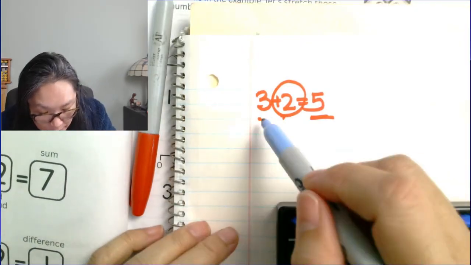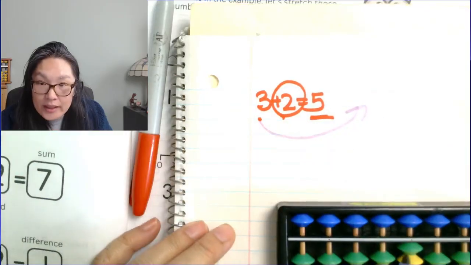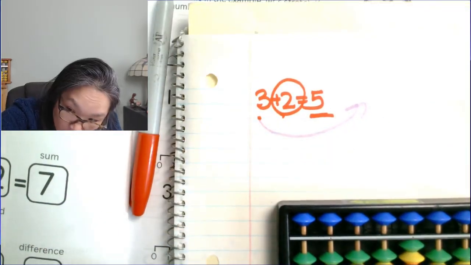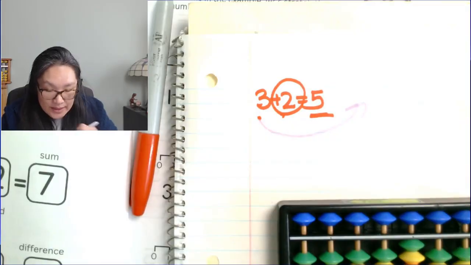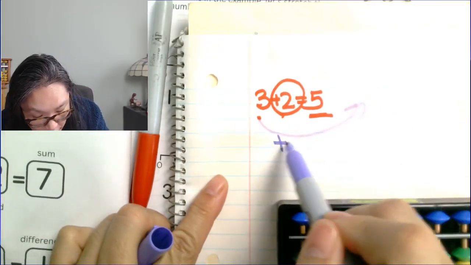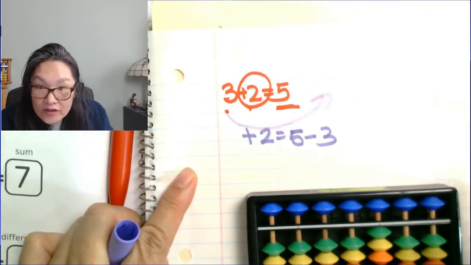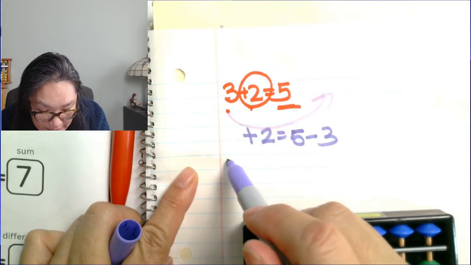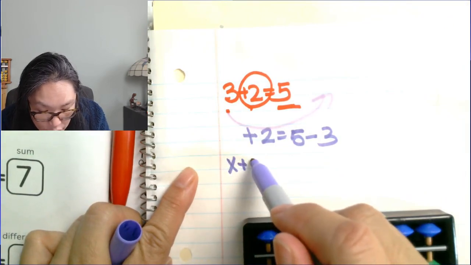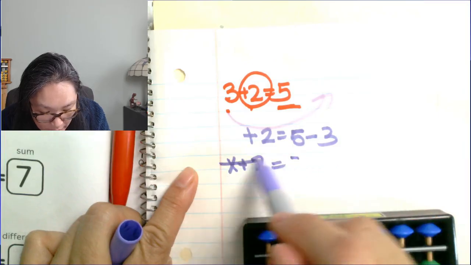When we isolate this variable, what does that mean? I'm going to take that number to the other side. Does that make sense? So we're going to isolate the variable and rewrite it: 2 is equal to 5 minus 3. It looks very familiar, doesn't it? Doesn't it look like 1 plus 2 is equal to, I'm sorry, that's wrong.